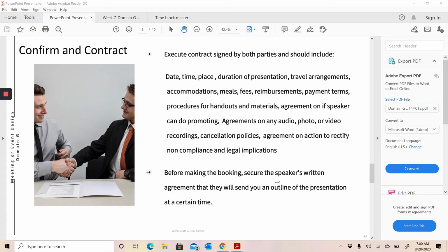I won't read them all off, so make sure that you understand what needs to be in there, as well as at the very bottom there, the legal implications. That reminds me of the music licensing. I always say it's the ASPCA, the little animal shelter is what I'm always thinking, but it's actually ASCAP, the American Society of Composers, Authors, and Publishers.